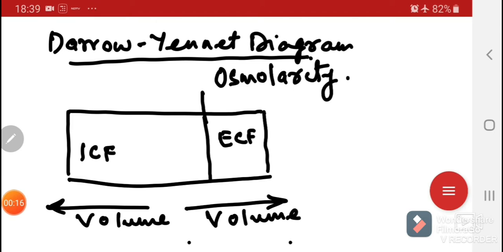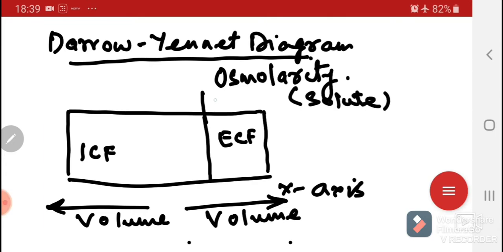Here we represent volume on the x-axis and we represent osmolarity, or the solute concentration, on the y-axis.